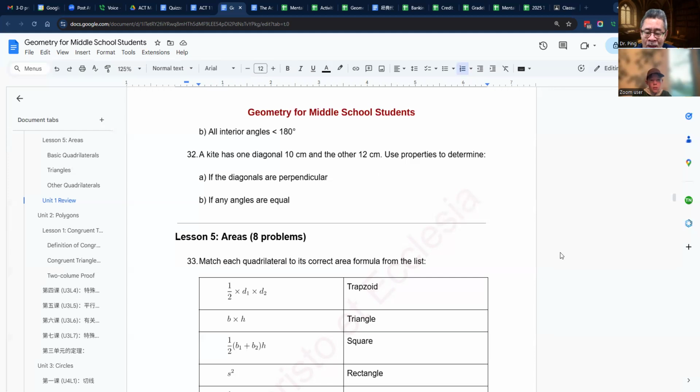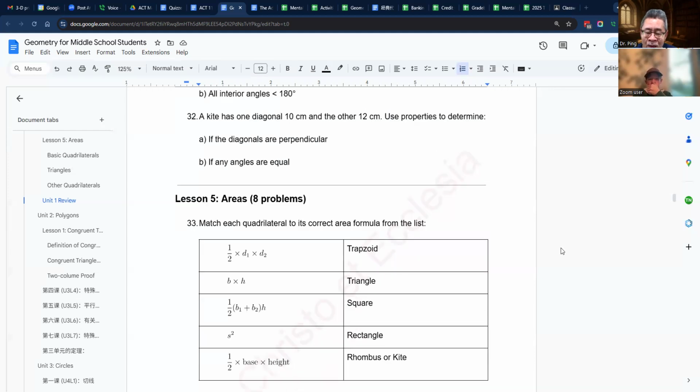Use properties to determine A, if the diagonals are perpendicular, and B, if any angles are equal. We're talking about a kite. There are two angles that are equal. The kite is like that, so only this angle and that angle are congruent.